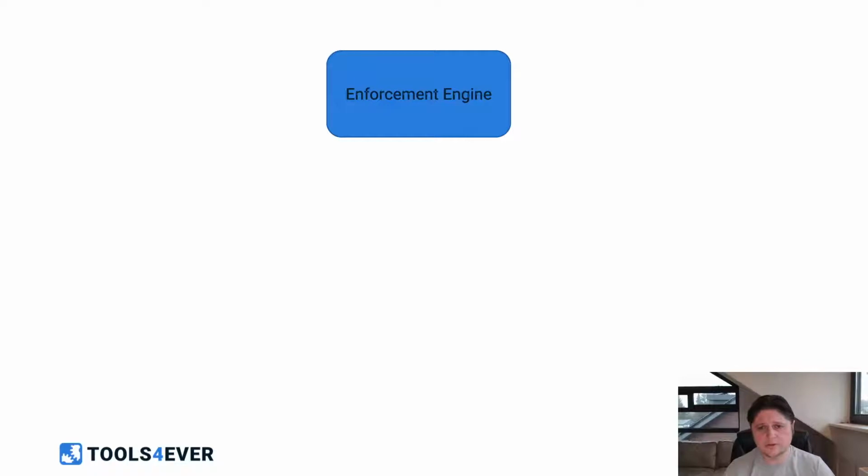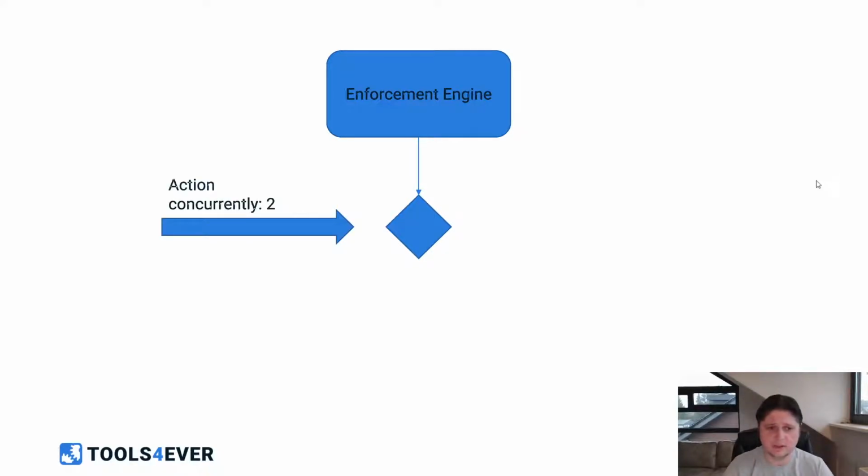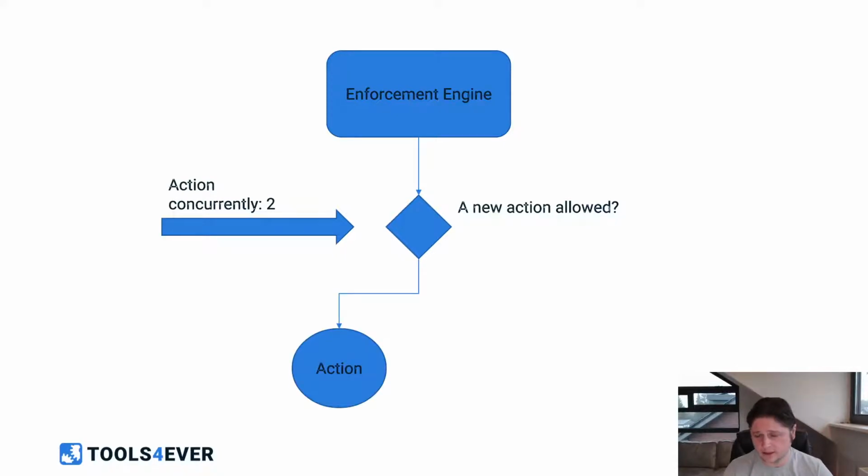But now we changed something. We still have the enforcement engine, of course, and we built something that asks for the configured concurrent action value. So in our case, it was 2. It says, okay, we only want to do 2 actions at once, running besides each other. So it asks, is a new action allowed? In this case, no action is started, so it will start an action. A new action will come from the enforcement engine and say, okay, I'm only running 1 action, so I can start a new one.